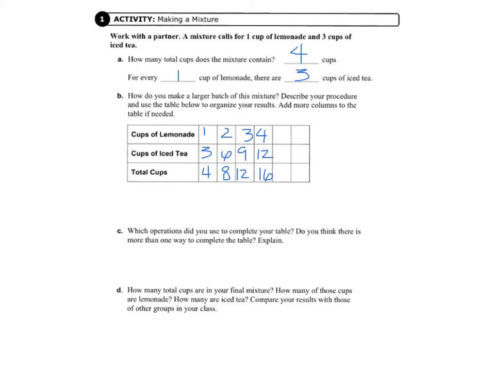our cups of lemonade is multiplied by 3 to get our cups of iced tea. And then we add that together to get our total cups. So 6 times 3 is 18. And that's because our ratio between our lemonade and our iced tea is 1 to 3.